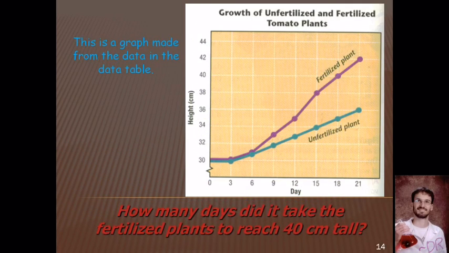Same question, but backwards. How many days did it take fertilized plants to reach 40 centimeters tall? Well, you would find 40 centimeters tall on the y-axis, go over till you hit the line, and go down, and there's your data point.